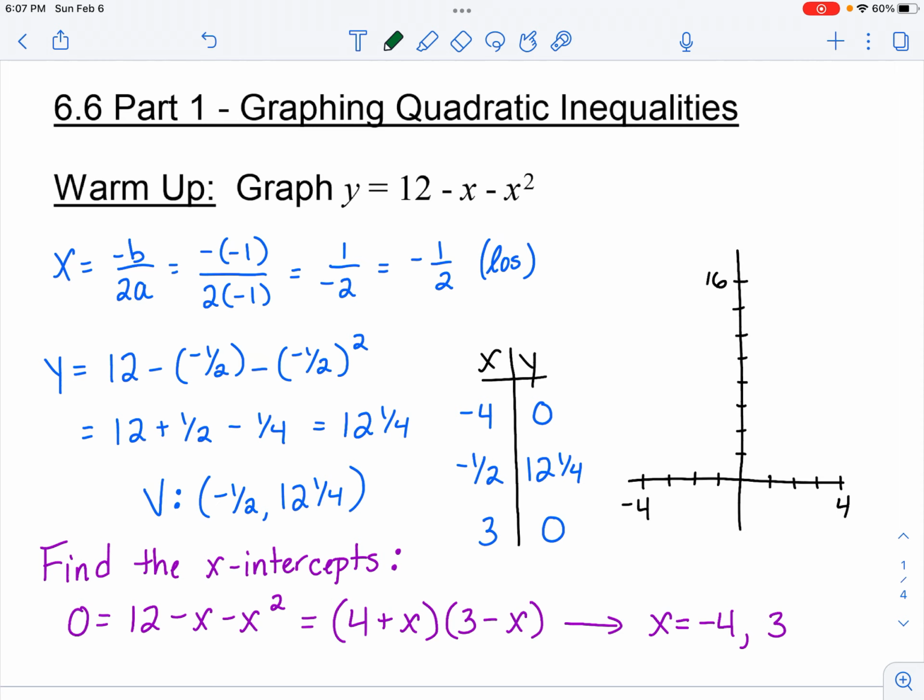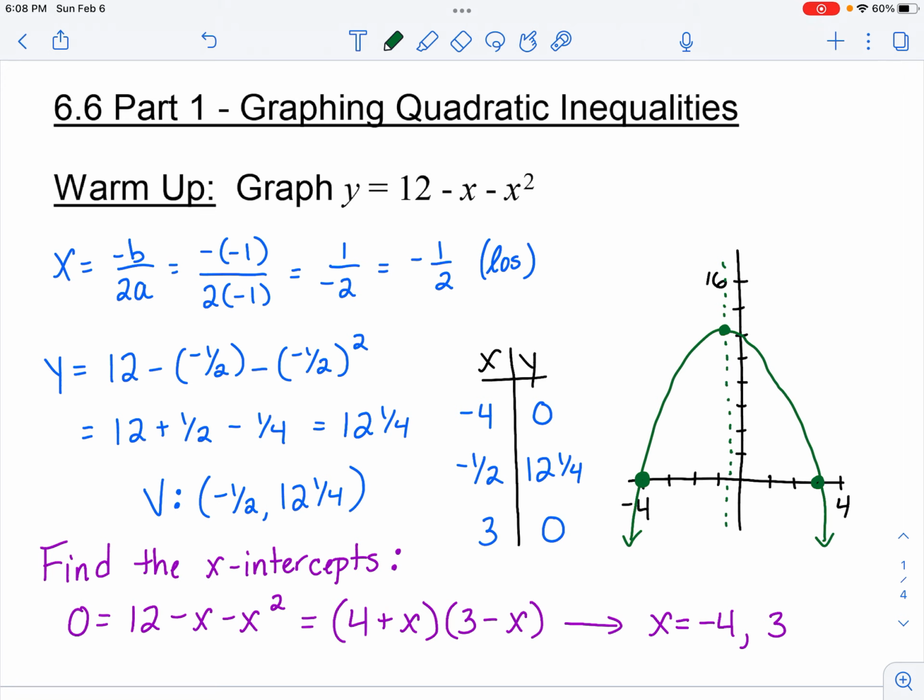So let's see, I've got a line of symmetry in the middle here. And then on that line of symmetry, I have a height of 2, 4, 6, 8, 10, 12, and a little bit. So there's my vertex. X-intercept at negative 4. X-intercept at positive 3. Parabola opening down, which makes sense because the a value was in fact negative. And there is our graph.